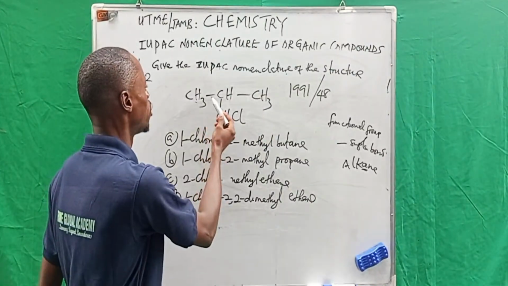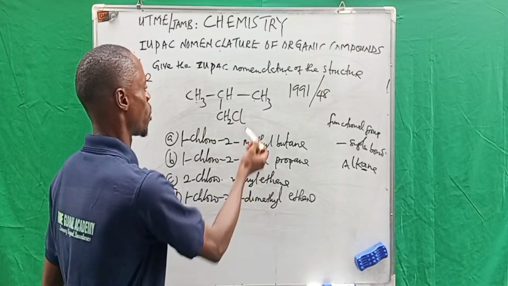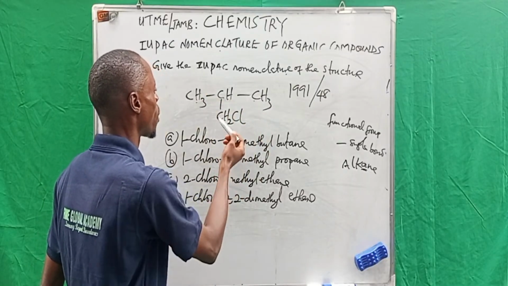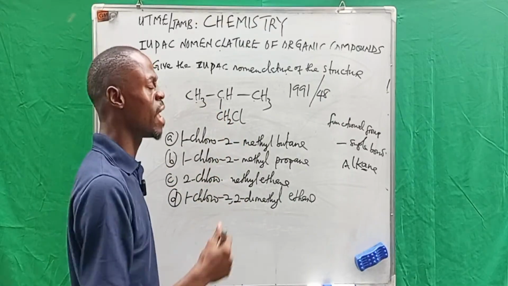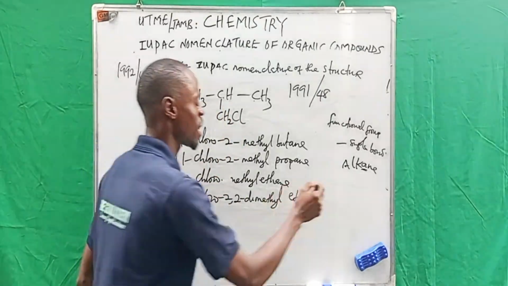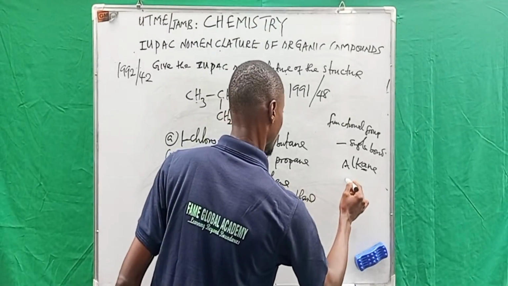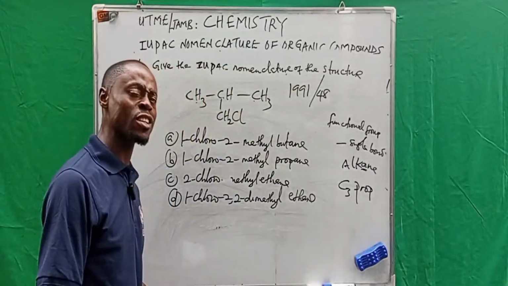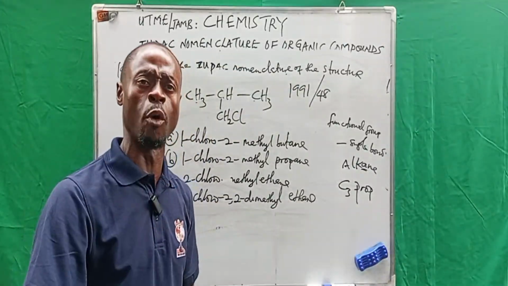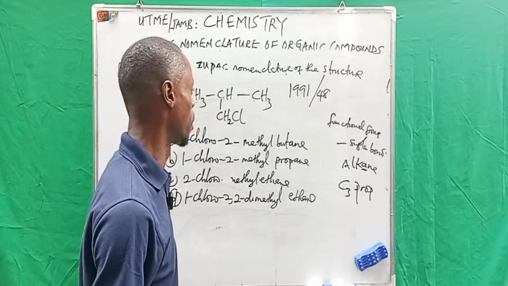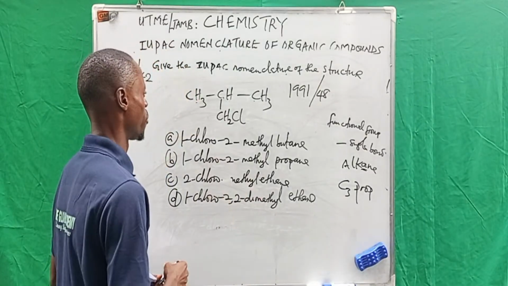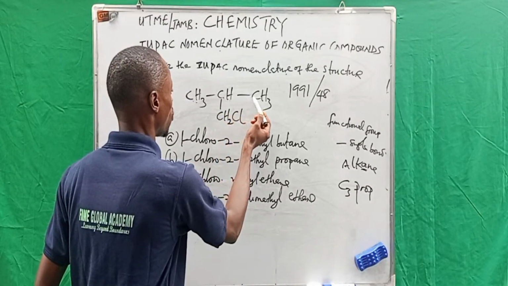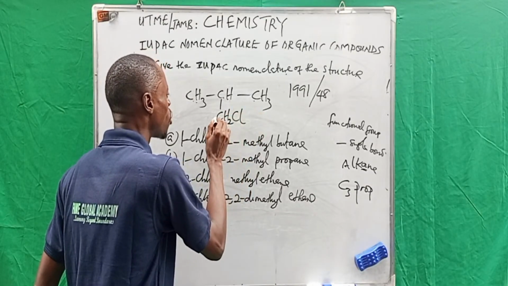We have 1, 2, 3 from this direction, 1, 2, 3 from this direction. It simply means from any end, we are having 3 carbon, and 3 carbon is prop. Are you with me? But let's look at the direction we must start numbering from. From here we have 1, 2, then from here we have 1, 2. We must start numbering from here.